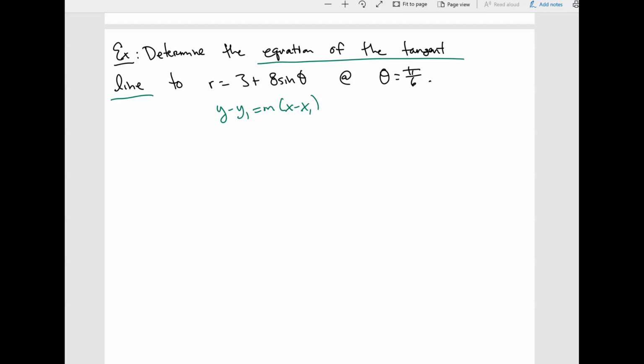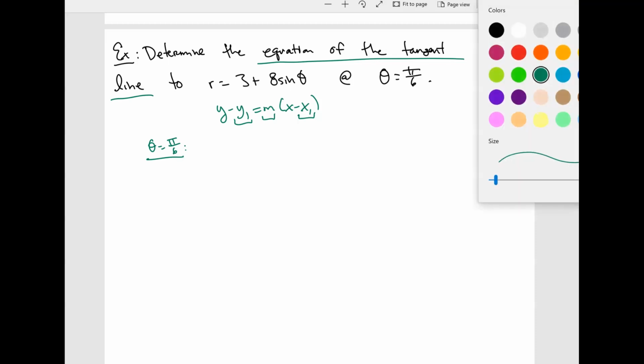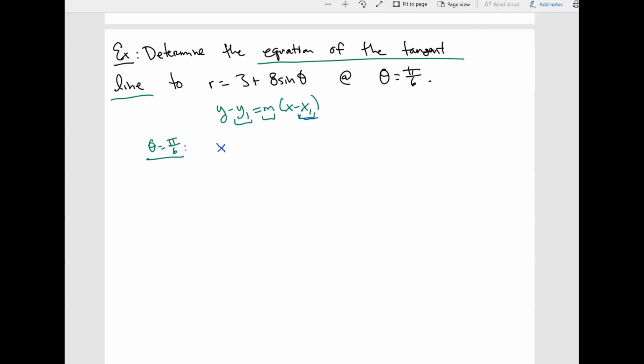So we need to figure out what y1 is, what m is, and what x1 is. Okay, so the first thing they tell us is that theta is equal to pi over 6. In order for me to figure out what x and y are, let's first start off with x. I need to figure out what this x1 is, so we know that x is equal to r cosine theta, okay? In this case, what we want to figure out is, what is going to be the value of r when theta equals pi over 6? Because I know that theta here is going to be pi over 6, but what is this r? So what I'm going to do is take this r equals 3 plus 8 sine theta. Oops, that's wrong.